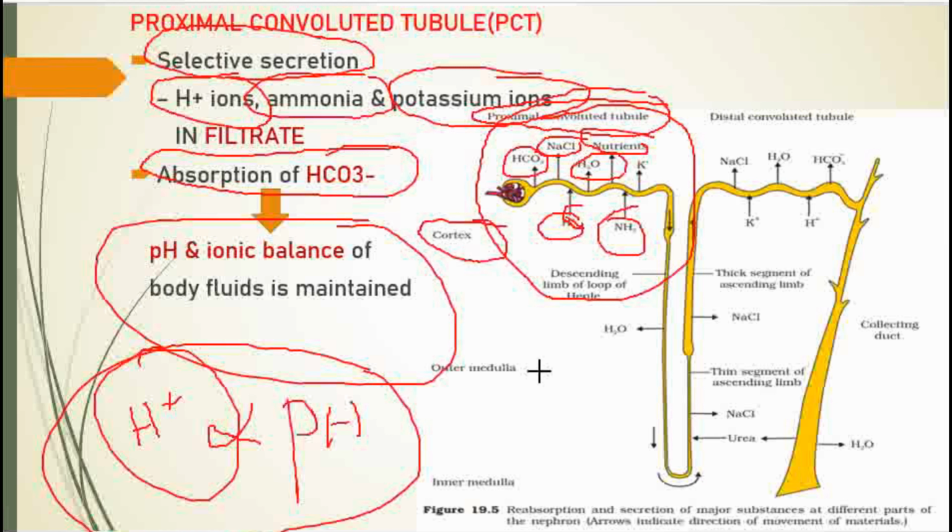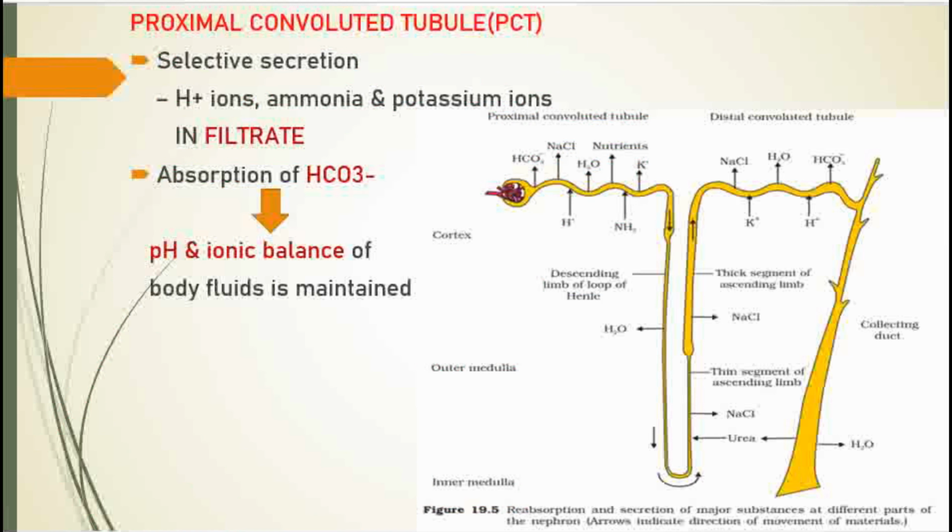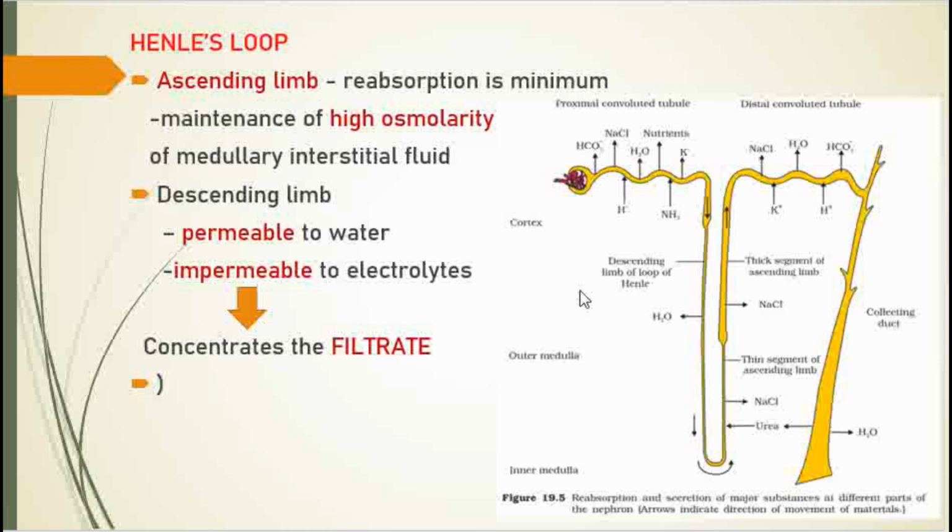This is the outer medulla part of the kidney and the inner medulla. So this occurs in the proximal convoluted tubule. Next we will see what occurs in the next part of this nephron. Next, coming to the Henle's loop. After the proximal convoluted tubule, the next part is the loop of Henle.